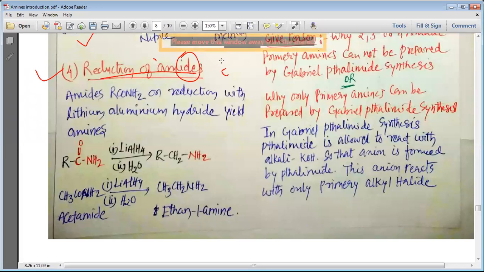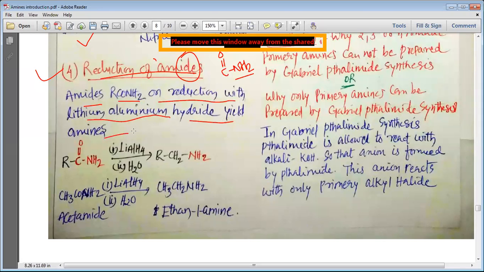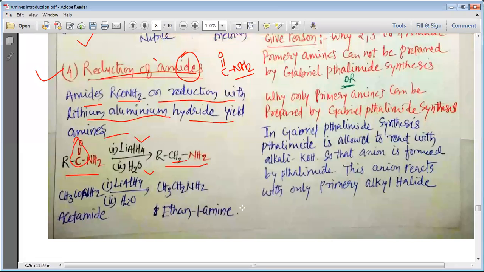Amides are compounds that have a C double bond O bonded with NH2. Amides, RCONH2, on reduction with lithium aluminum hydride give us amines. So if you have RCONH2, on reduction of the amide with lithium aluminum hydride, we get RCH2NH2. The C double bond O is converted to the CH2 part.